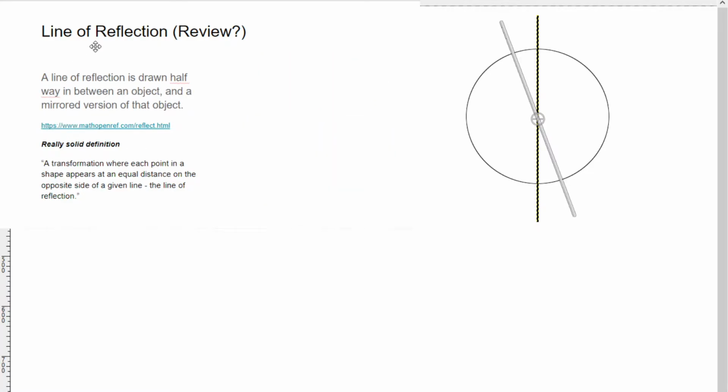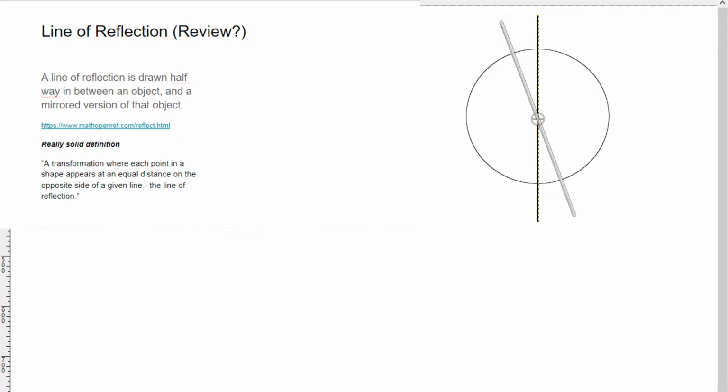So a line of reflection is kind of like a line of symmetry, except it is not a single object. It's drawn halfway in between an object and a duplicate mirrored version of that object. A really solid definition, from this site I'm about to show you, is a transformation where each point in a shape appears at an equal distance on the opposite side of a given line, the line of reflection.